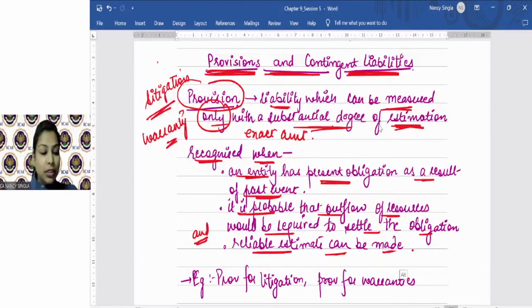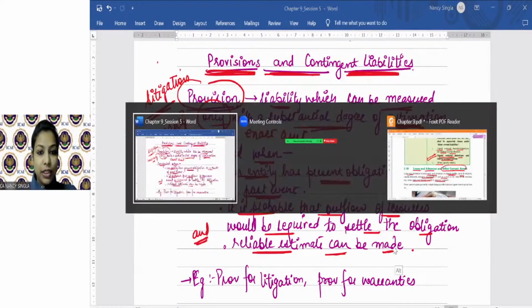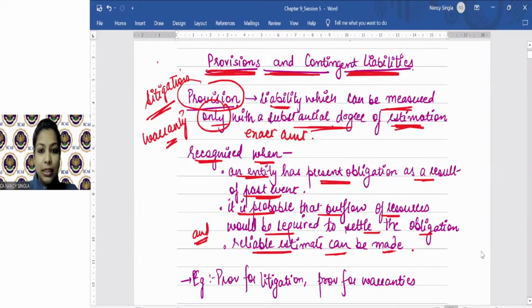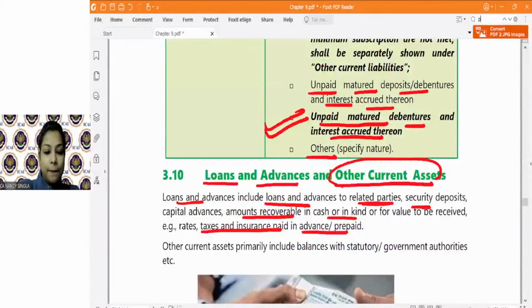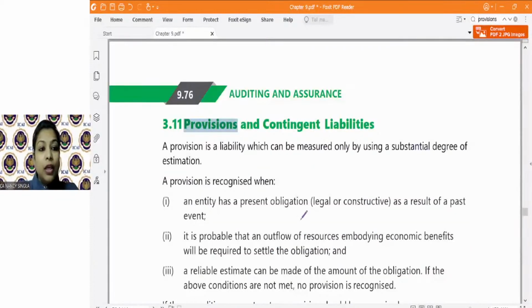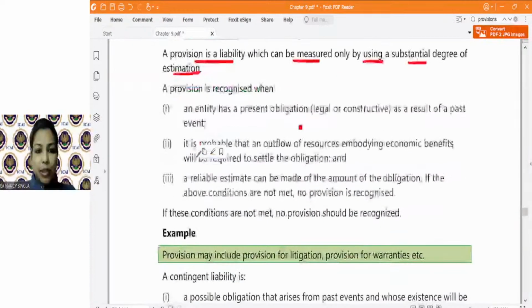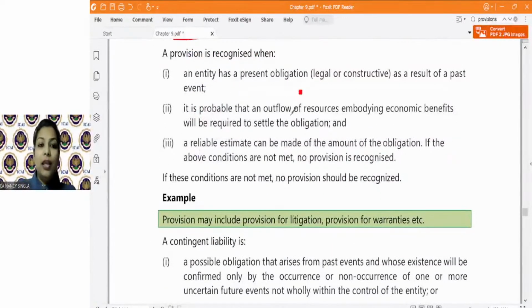ठीक है. So let me just take you through the exact definition from the module and then we will discuss it. ठीक है. So provision. A provision is a liability which can be measured only by substantial degree of estimation. That is, exact amount cannot be known. And when is it recognized? When all these three conditions are satisfied. Because this is connected by the term and, or nahi hai yahan par. An entity has a present obligation as a result of past event.